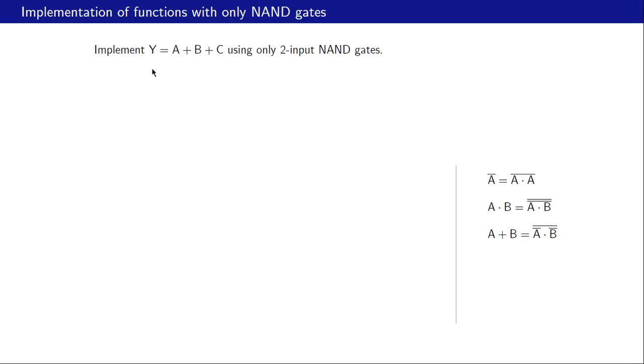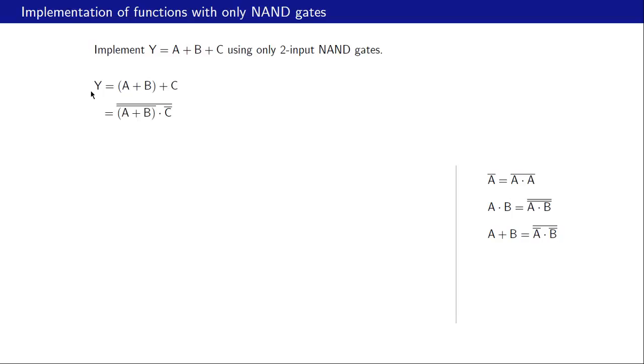Next example, implement Y equal to A plus B plus C using only two input NAND gates. So now we have this restriction. We can use NAND gates with two inputs only. Alright, and here are our equations once again for implementation of the NOT, AND and OR operations using NAND gates.